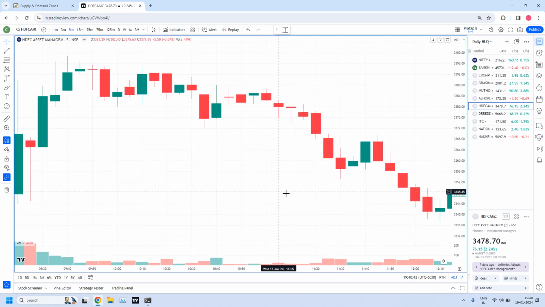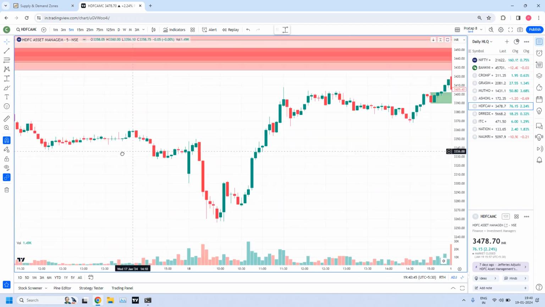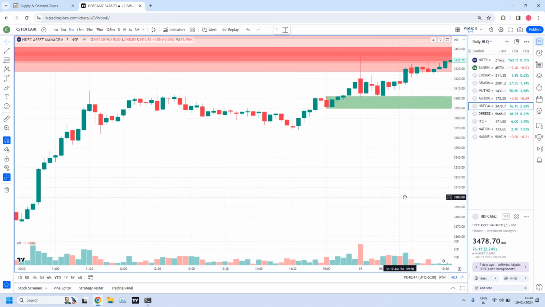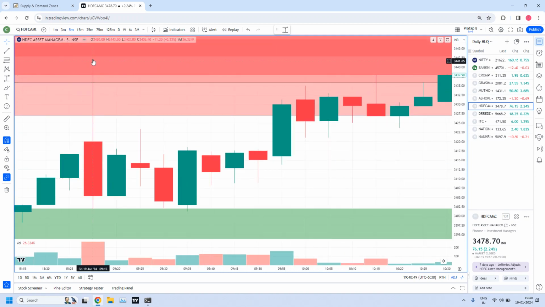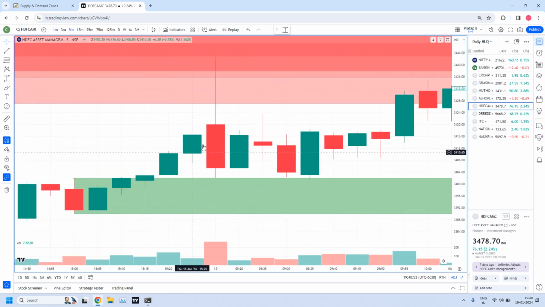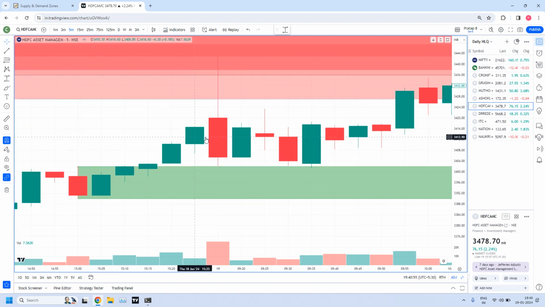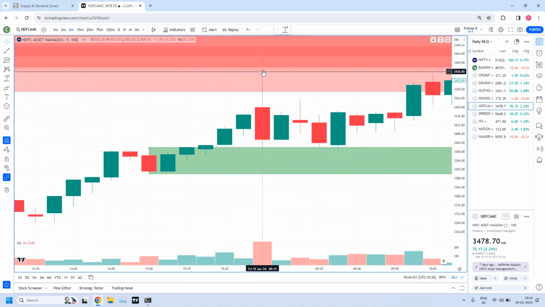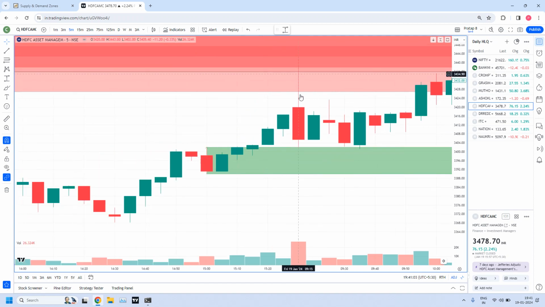And see today what happened exactly in this area. Prices entered and provided an entry. See the huge rejection from this area. And prices reached the target. That means in just the first 5 minutes, our trade is finished.